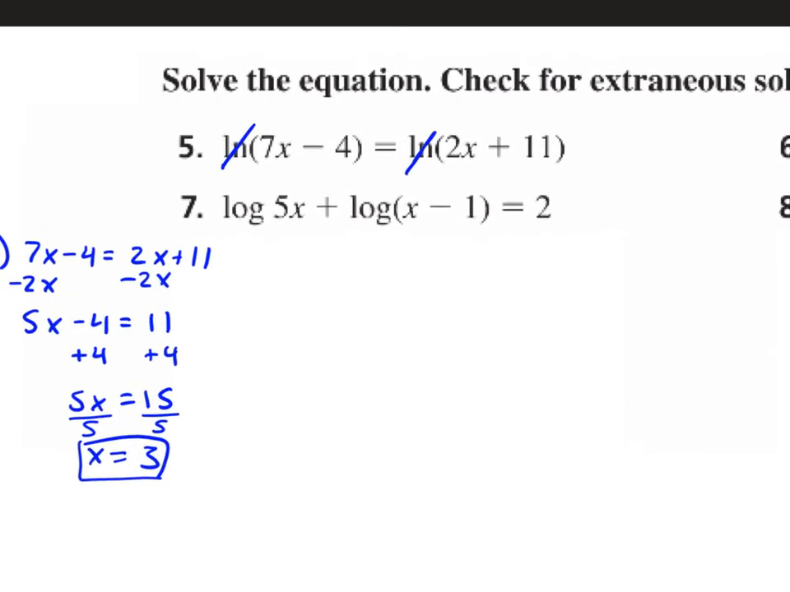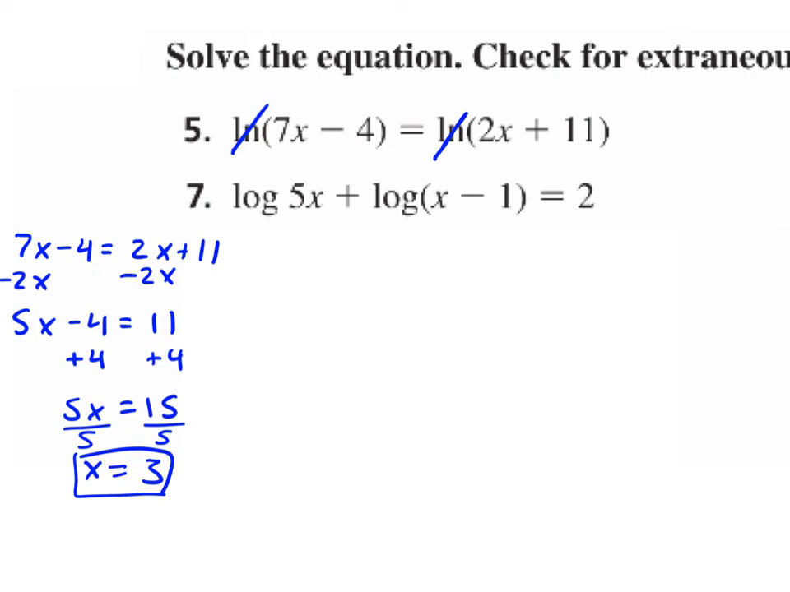I'm going to skip 6 and just go to 7. We'll come back to 6. I just want to write 7 below it. So we have log of 5x plus log of x minus 1 is equal to 2. What should we do first here? Awesome. We want to combine our logs to just one log. And since we're adding, we multiply them together. So 5x times x minus 1 is equal to 2.